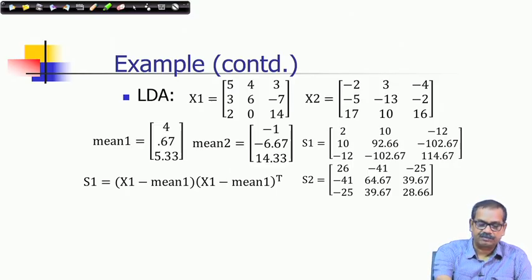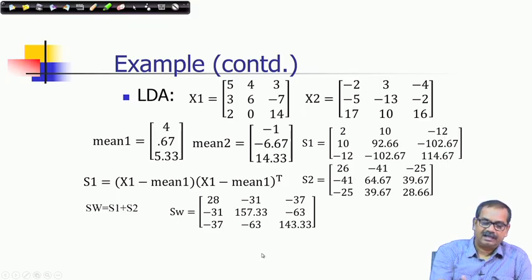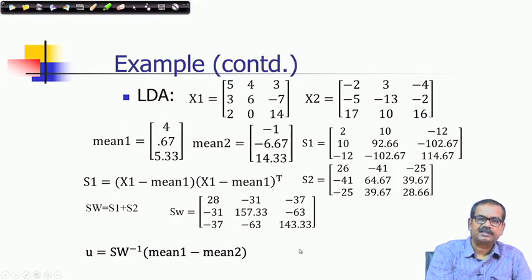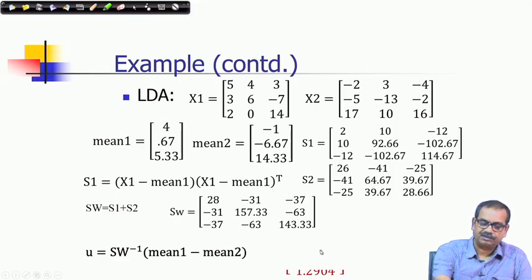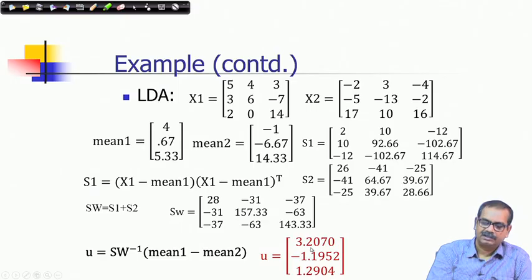This is the definition of S1, which we have already discussed. The within-class scatter matrix is S1 plus S2, which is given here. Now you know the solution: take SW inverse and multiply it with m1 minus m2, and that gives you the direction. So u is SW inverse times (mean 1 minus mean 2), and the value of u is given here. It could be a unit vector or any vector, because it is just a projection, so the magnitude of the vector does not matter.